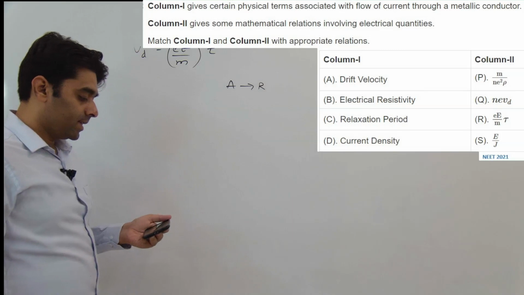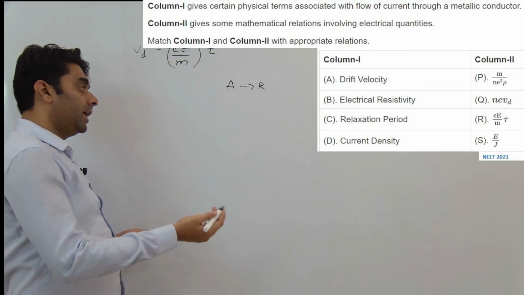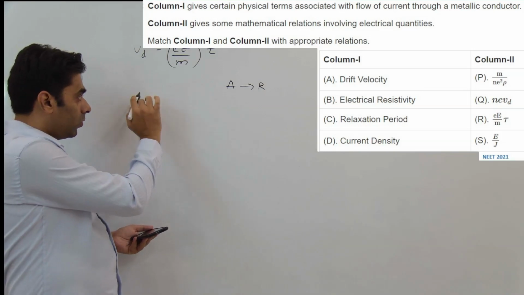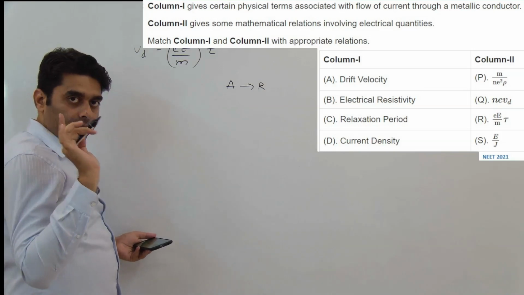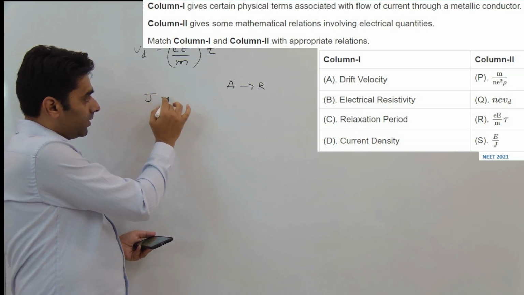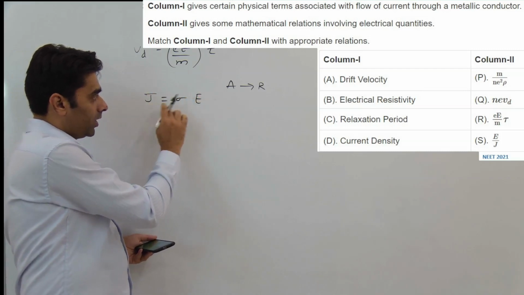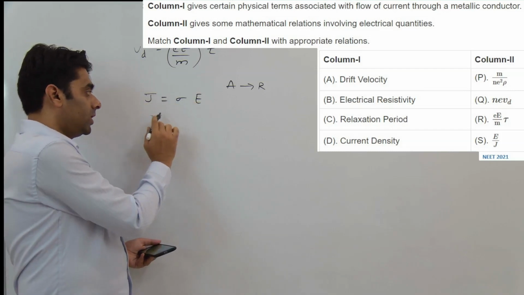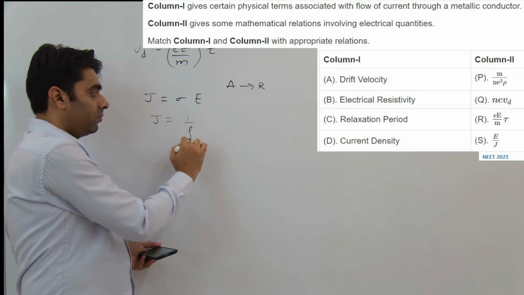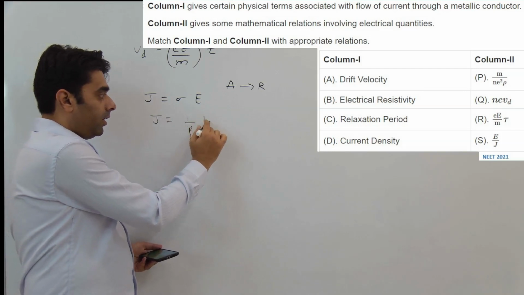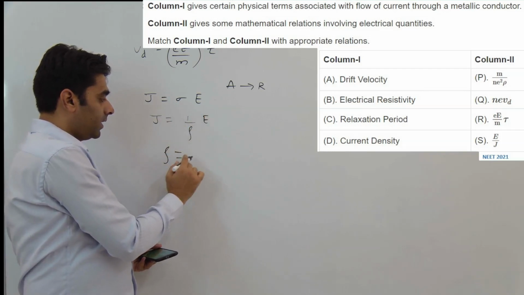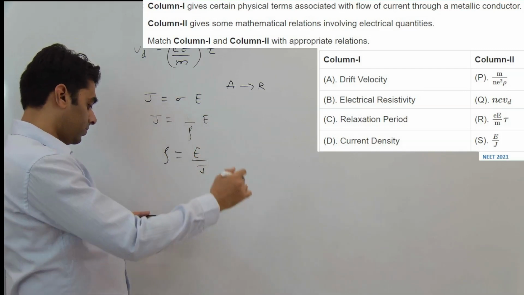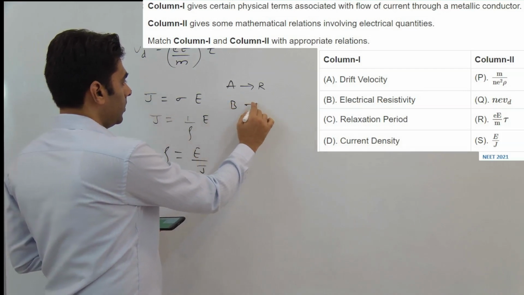Fine, well and good. Second is electrical resistivity. Looking at the options given to us, we know that J equals sigma into E. Current density is conductivity into electric field, right? Conductivity can be written as 1 by rho, that is resistivity, so J equals E by rho. So rho, that is resistivity, equals electric field by current density, that is E by J. Which option will it be? S option. So B is S.